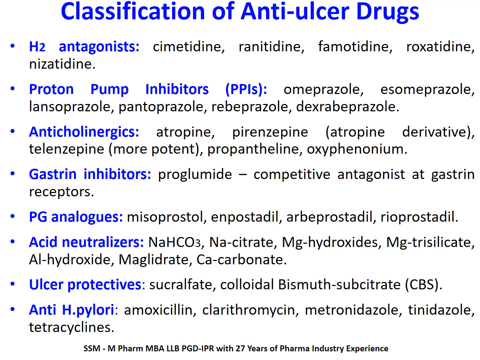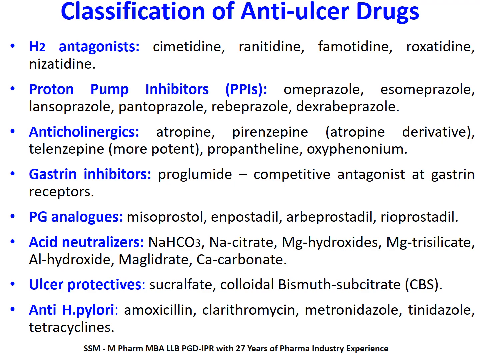Next class is prostaglandin analogs. Examples are misoprostol, enprostil, arbaprostil, and rioprostil. Next class is acid neutralizers. They chemically neutralize the hydrochloric acid. Examples are sodium bicarbonate, sodium citrate, magnesium hydroxide, magnesium trisilicate, aluminum hydroxide, magaldrate, and calcium carbonate. Next class is ulcer protectives. They protect the ulcer physically. They provide coating on the ulcer. Examples are sucralfate, colloidal bismuth subcitrate.